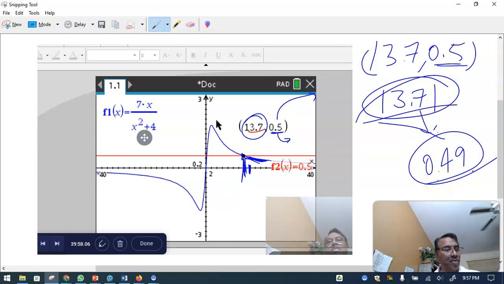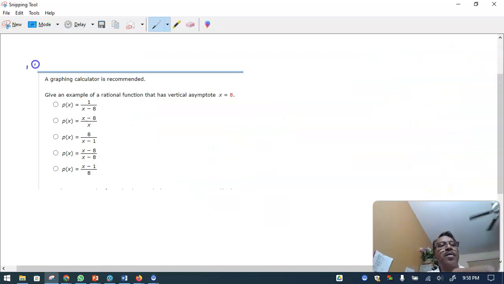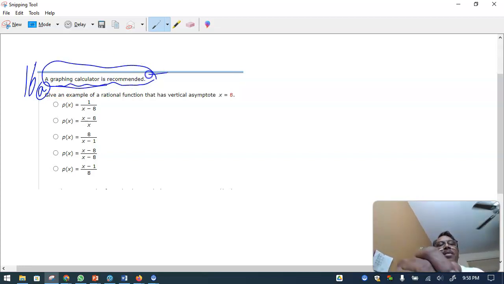Let's move to the last two problems and I'm done. Question number 16 has got three parts. I'll call this A. It says you're supposed to use a graphing calculator, but I said no. Why do we need a graphing calculator?